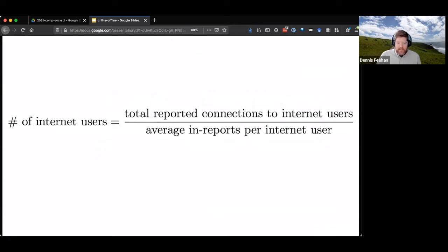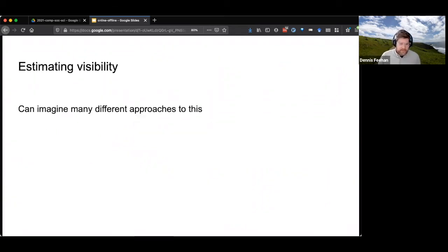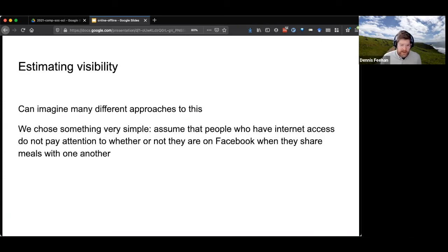Okay, so that was a little bit about the numerator. Now let's think a little bit about this denominator, which is the visibility, or the average number of times each internet user gets reported. So you can imagine a lot of different ways to try to estimate this quantity. We chose a very simple approach, which is that we assume that people who have internet access don't pay attention to whether or not they're on Facebook when they share meals with one another.